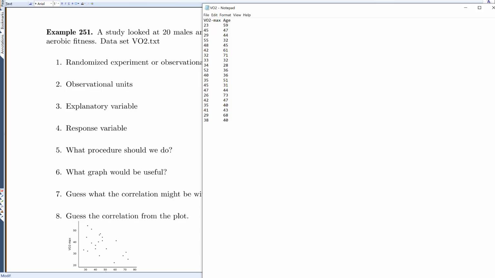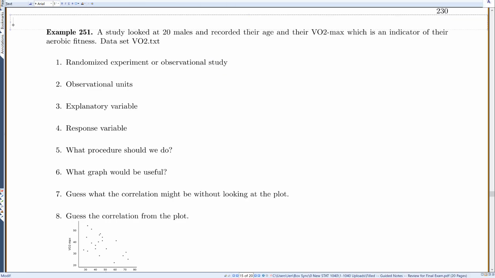So I pull it up. I like to use Notepad to open it because it keeps all of the formatting the way it should be. Okay, so here's our data. Notice when you look at these, they're both numerical. So we have two numerical variables, or two quantitative variables.